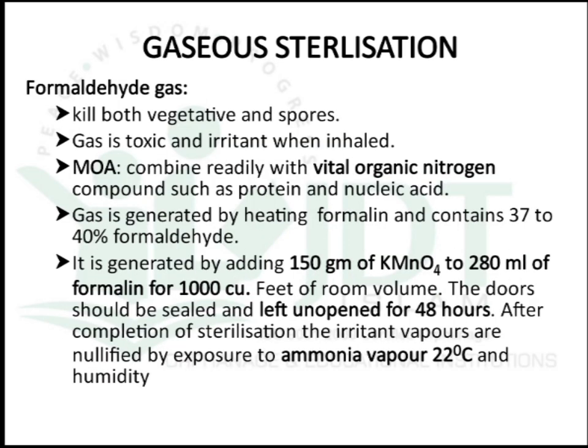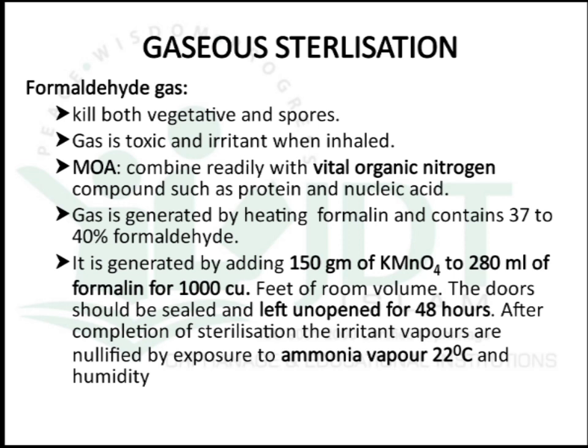Now coming to the next one, formaldehyde gas. It will kill both vegetative cells and spores. The gas is toxic and irritant when inhaled. Its mechanism of action is by combining readily with vital organic nitrogen compounds such as protein and nucleic acid. This gas is generated by heating formalin containing 37 to 40% formaldehyde, and it can also be generated by adding 150 gram of KMnO4 to 280 ml of formalin for 1000 cubic feet of room volume. The door should be sealed and left unopened for 48 hours.